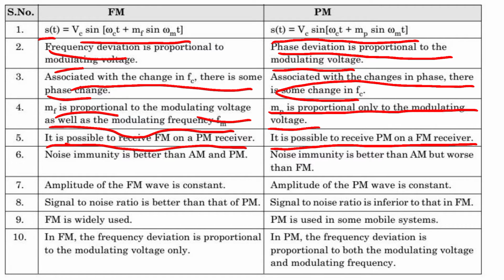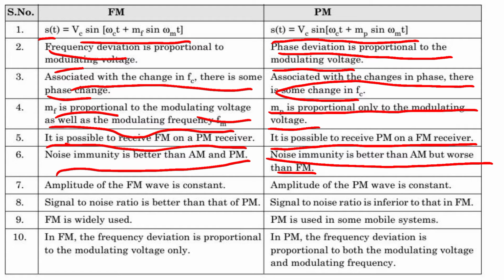Now coming to the sixth point, noise immunity of FM is better than AM and PM. Here the noise is very low when compared to amplitude modulation and phase modulation. But in phase modulation, noise immunity is better than AM but worse than FM, which means it has less noise than AM but more noise than FM.